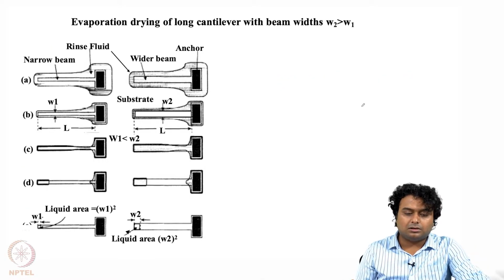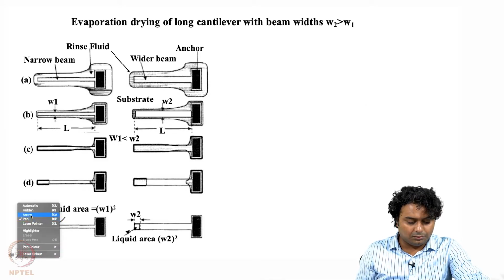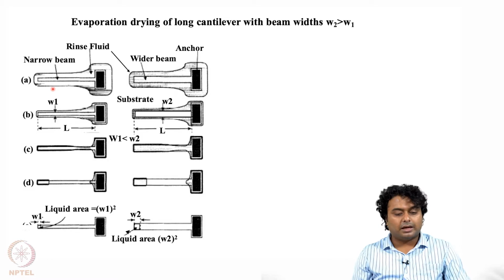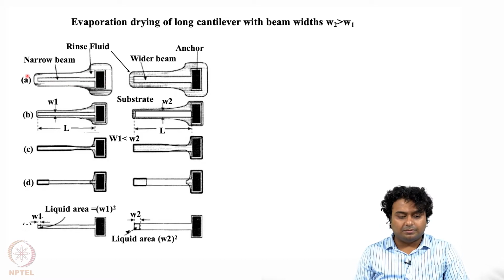Now let us take these two cases where we are taking a much longer and thinner beam, and we have two different widths. We will see how the drying happens for these two beams. As you can see, as it starts to dry up, it forms a kind of neck. In between the tip and the anchor, mostly towards the anchor, it forms a neck like this. Because of this neck, the water droplet actually gets separated.